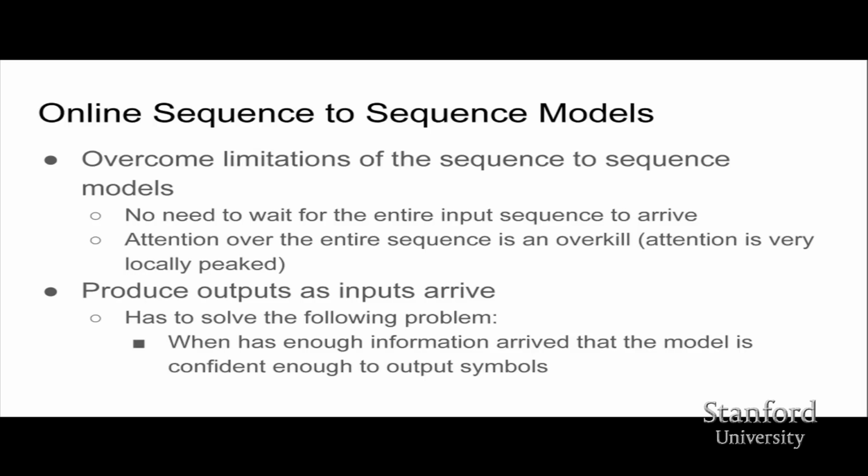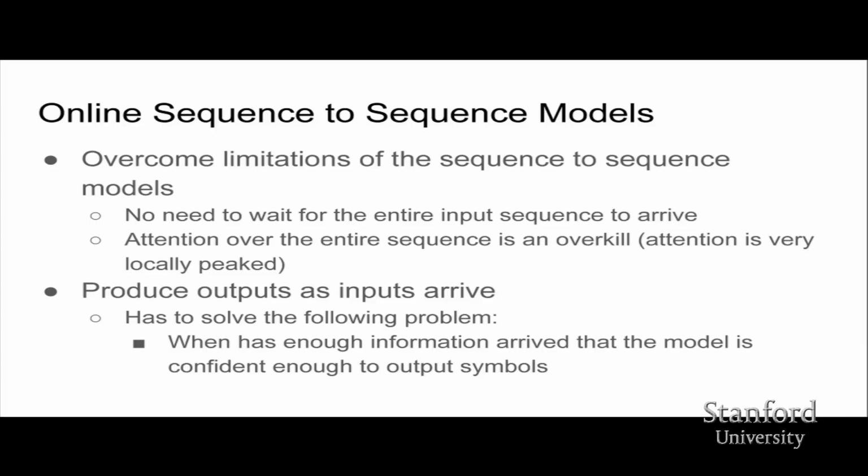So I'm going to now switch gears to another model, which is called the online sequence-to-sequence model. This model was designed to try and overcome the limitations of sequence-to-sequence models, where we don't want to wait till the entire input has arrived before we start producing the output. And also, we want to try and avoid attention over the entire sequence, because that seems to be an overkill as well. So you want to produce outputs as inputs arrive, and it has to solve this problem, which is, am I ready to produce an output now that I've received this much input?